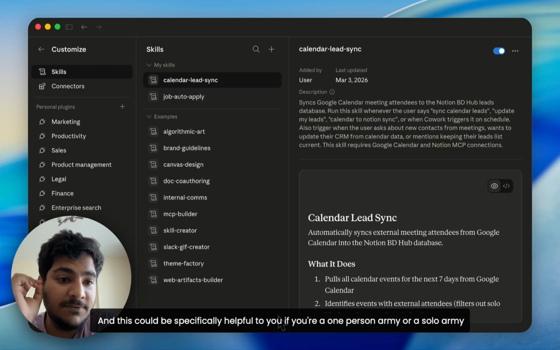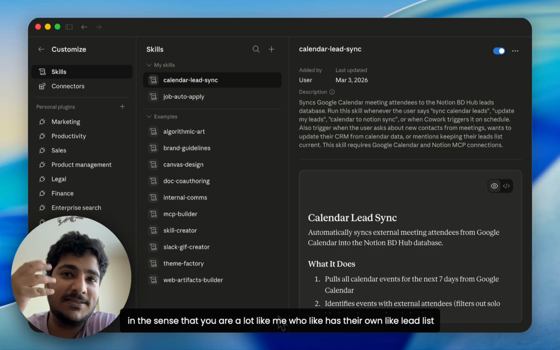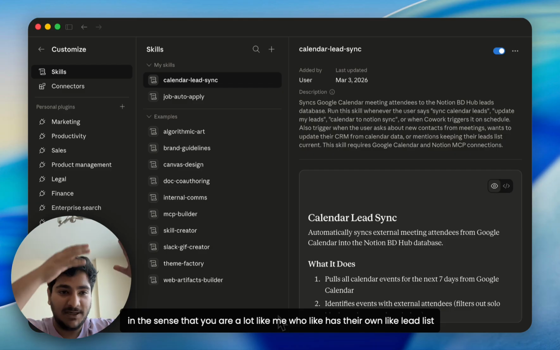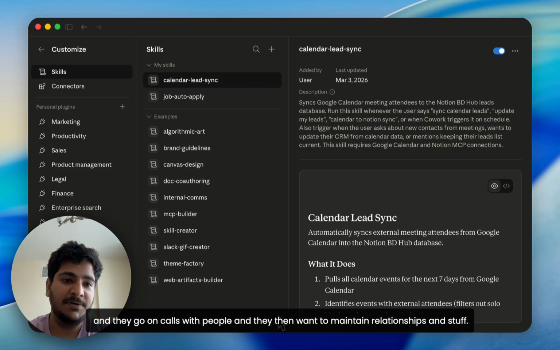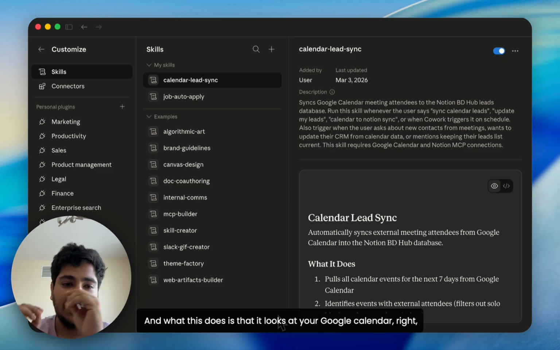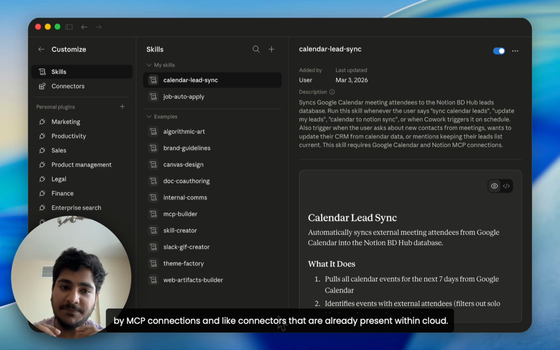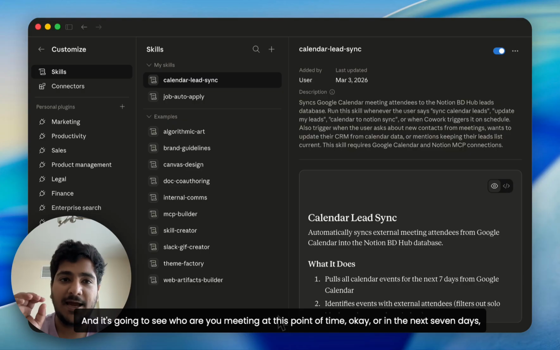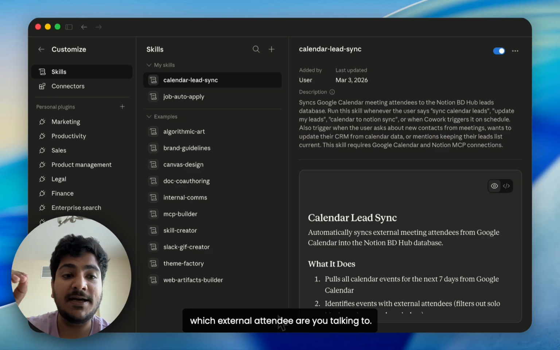This could be specifically helpful if you're a one-person army or a solo army, in the sense that you're a lot like me, who has their own lead list, goes on calls with people, and then wants to maintain relationships. So this is what I'm calling a calendar lead sync skill. What this does is that it looks at your Google Calendar, by MCP connections and connectors that are already present within Claude, and it's going to see who you are meeting at this point of time, or in the next 7 days, which external attendee you are talking to.